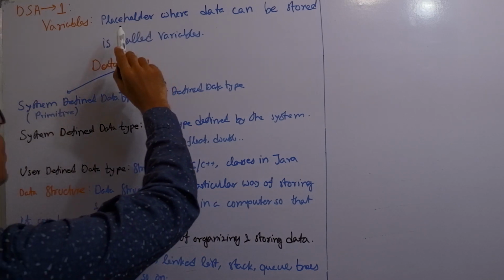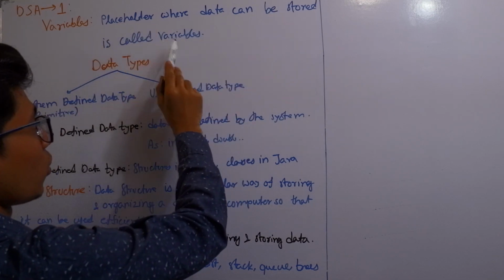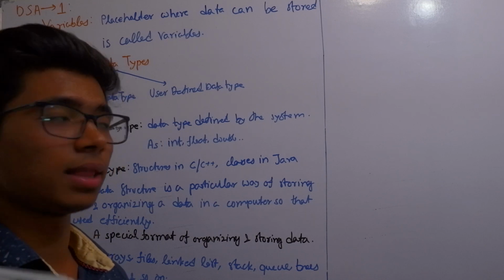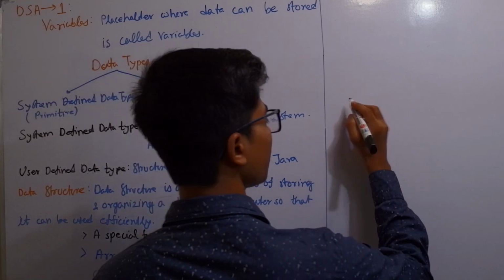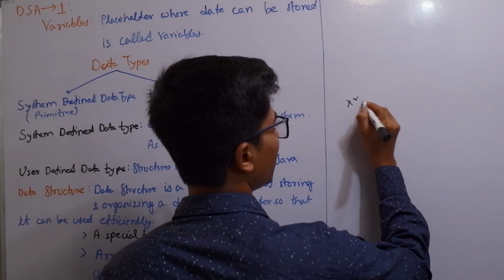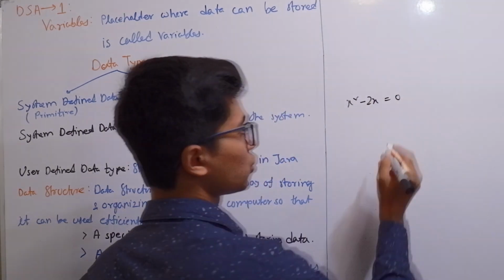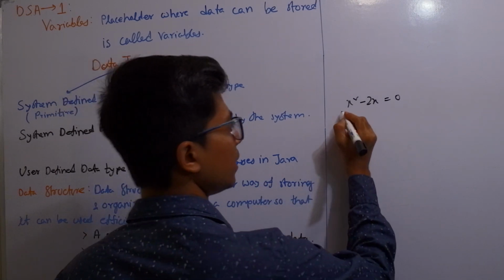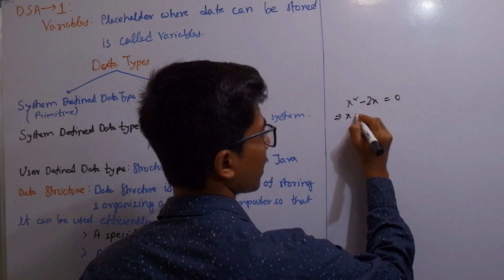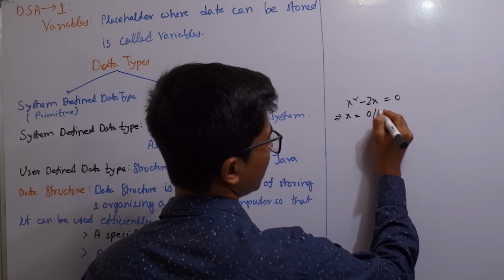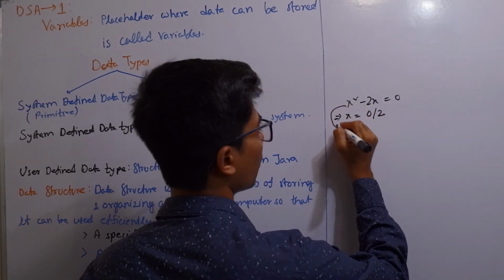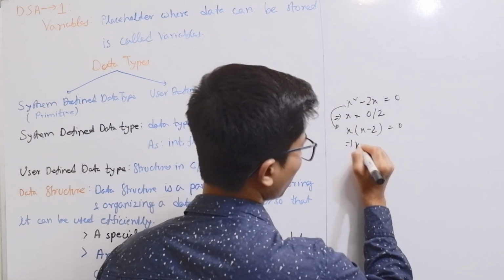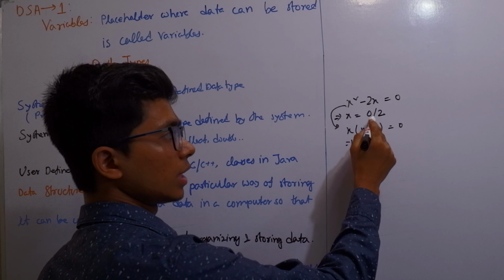Variables are placeholders where data can be stored. Variables are placeholders where you can store the data. Let's take an example: x squared minus 2x equals 0. You can easily figure out the value of x here. The value of x is either 0 or 2. You might be thinking how we got it: x into (x minus 2). So the value we got is x equals either 0 or 2.